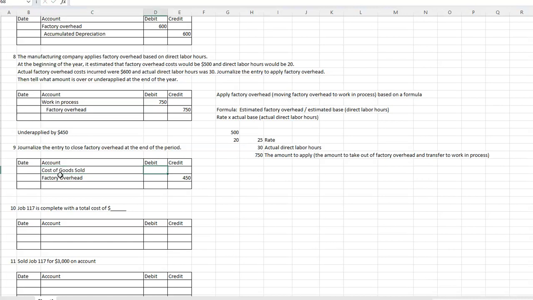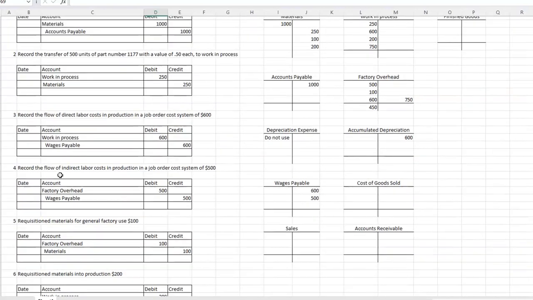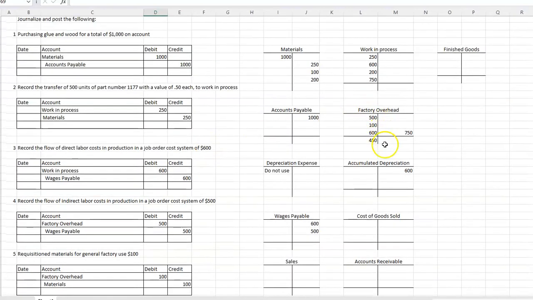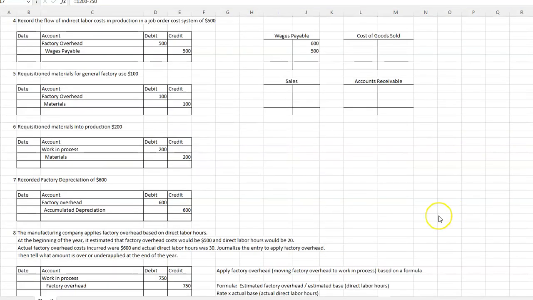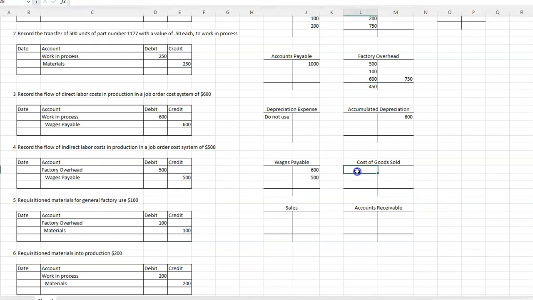So once you figure out what to do to factory overhead, you just do the other side of cost of goods sold. If it was over applied, you would have to credit cost of goods sold. All right, let's go see what that does. Factory overhead just got credited for $450. So now we have 0 there, which we should. And cost of goods sold just got debited for the same $450.